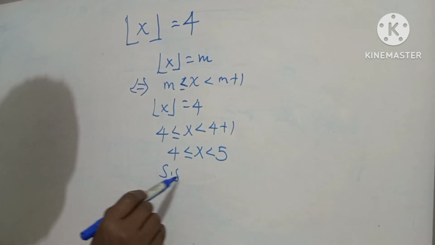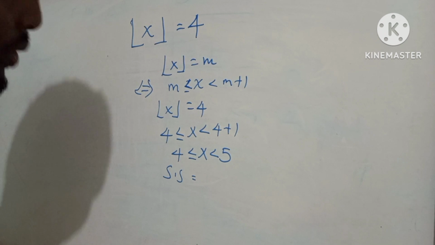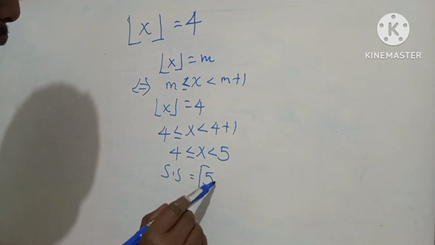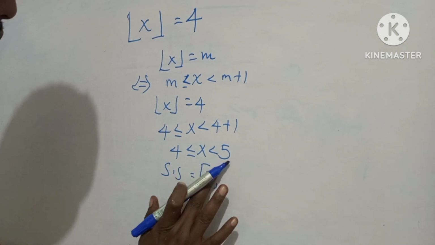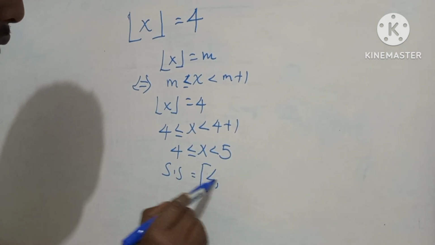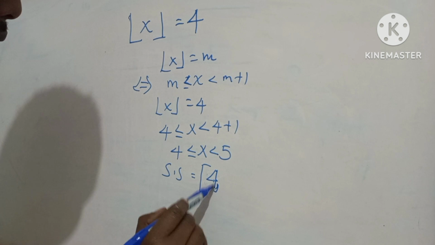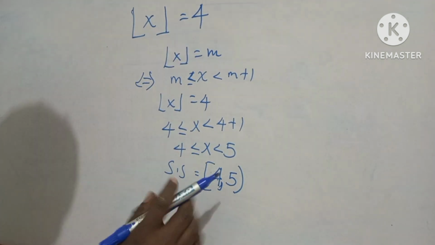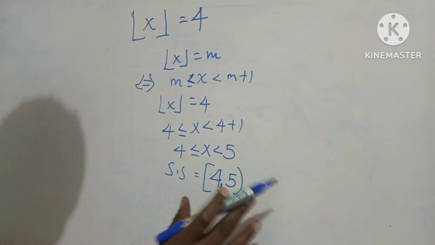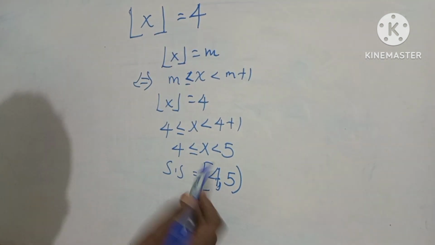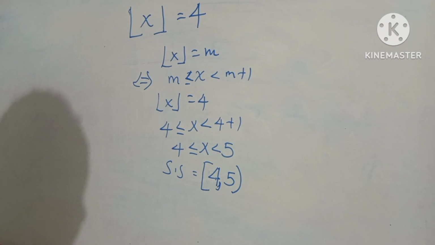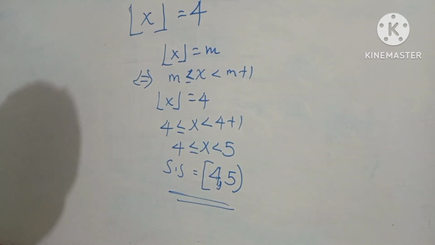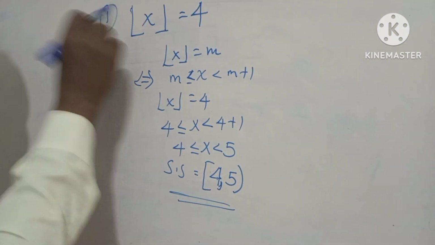So our solution set is, the value of x is the interval closed at 4 and open at 5, from 4 to 5, open interval. So if you take any number between 4 and 5, you just give 4. For example, 4.5, the greatest integer of 4.5 is 4, and so forth. So we use this way. This is the first example.